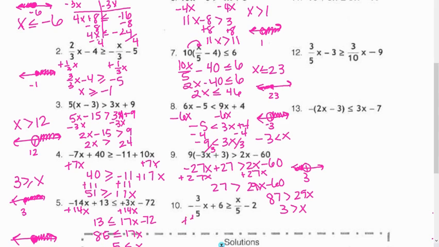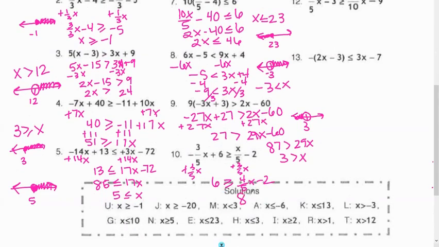I'm going to add 3/5 x to both sides. So I have 6 is greater than or equal to 4/5 x minus 2. And I add 2 to both sides, so 8 greater than or equal to 4/5 x. Remember, to get rid of a fraction, we multiply by the reciprocal. So 5 times 8 is 40, divided by 4 is 10. So I get 10 greater than or equal to x, which is also x less than or equal to 10. So I put 10 here, closed circle, everything this way.